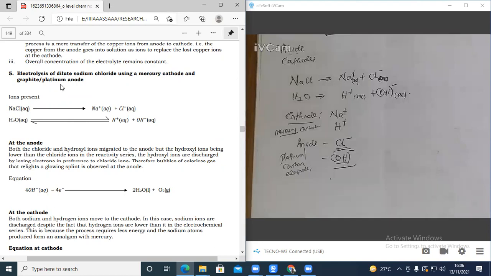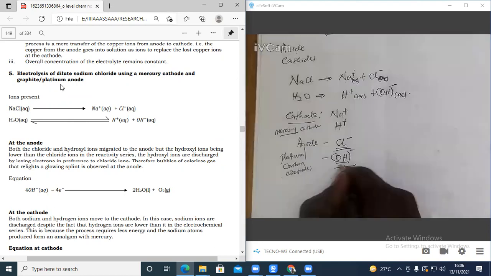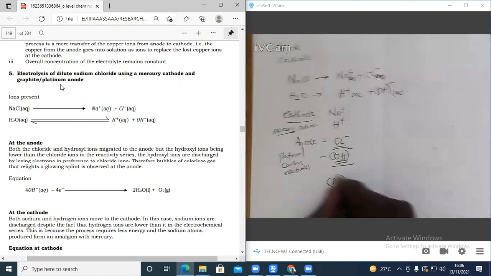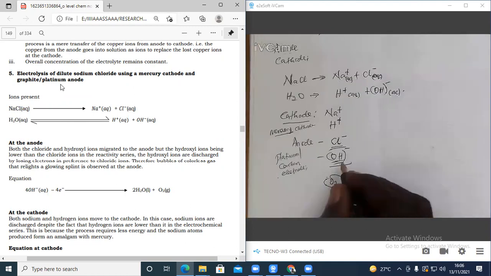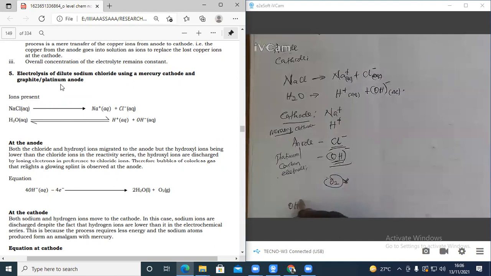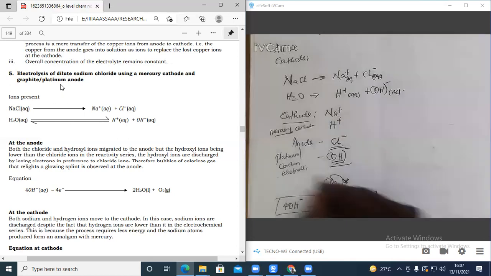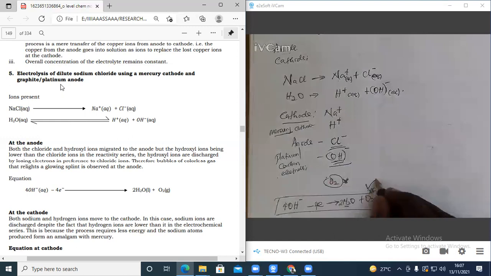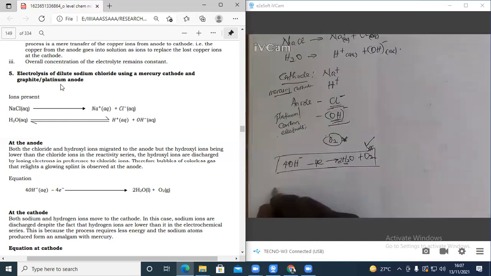Now, at the anode, we expect to see oxygen gas. That one is known now at this level, that hydroxide ions get the electrons to give us water and oxygen gas. When you try to balance, these are 2 hydrogens, oxygens are 2, this is 2 here, 4 of them. So here I put 4 and then 4 electrons. That is what we have. So at the anode, we expect to see oxygen gas. That one is known. Now, the problem is at the cathode.